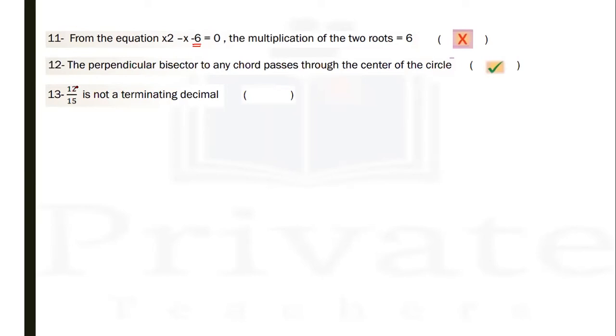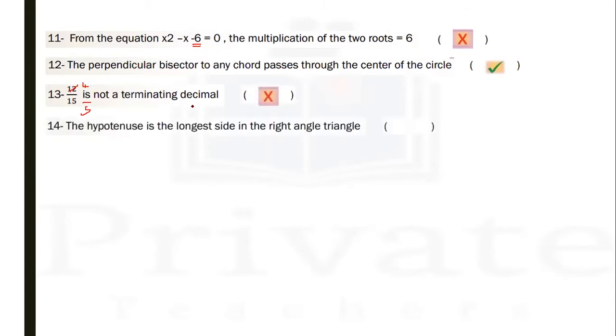12 and 15 are in the table of 3, so we divide by 3, here 4, and here we divide by 3, here 5. So the fraction is 4 over 5, and now we find the denominator is one of the powers of 5. That means it is a terminating decimal. So the statement that it is not a terminating decimal is false, because it is a terminating decimal.